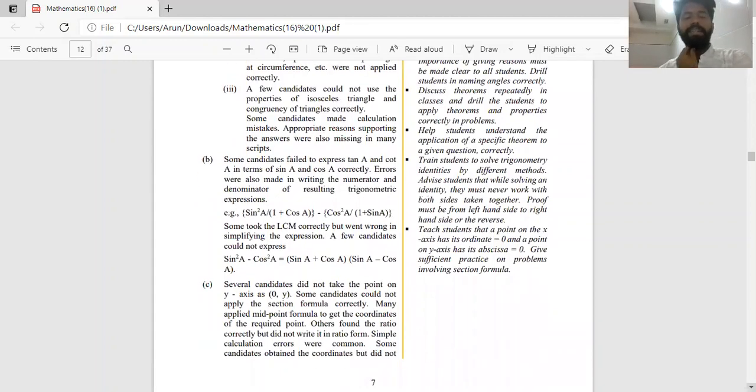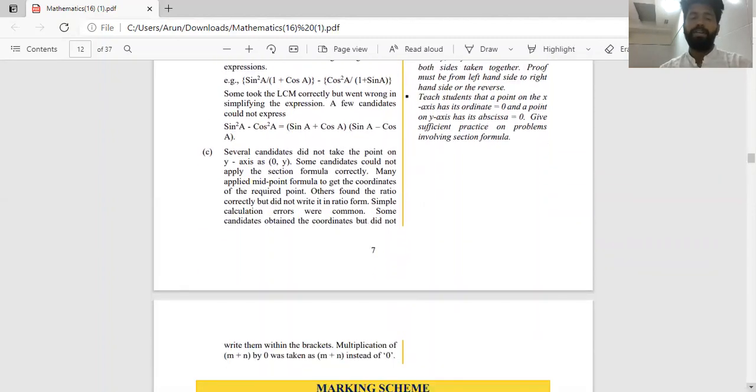Several candidates did not take the point on y-axis as (0, y). Some candidates could not apply the section formula correctly. Many applied the midpoint formula to get the coordinates of the required point. Others found the ratio correctly but did not write it in ratio form. Simple calculation errors were common. Some candidates obtained the coordinates but did not write them within the brackets.